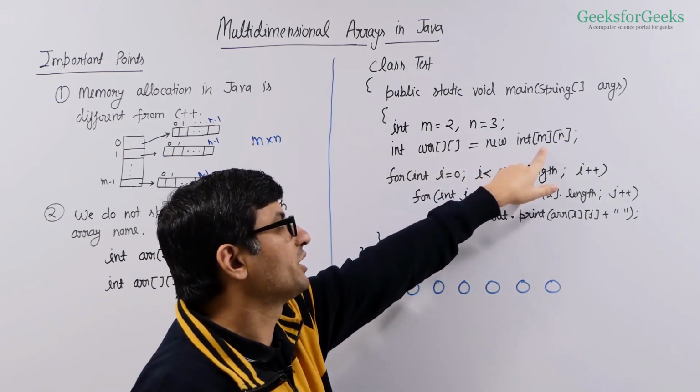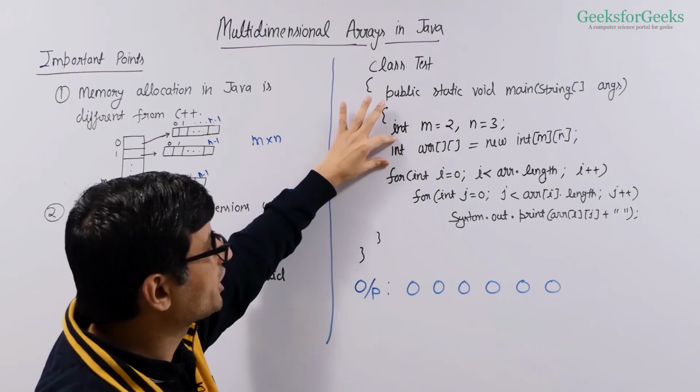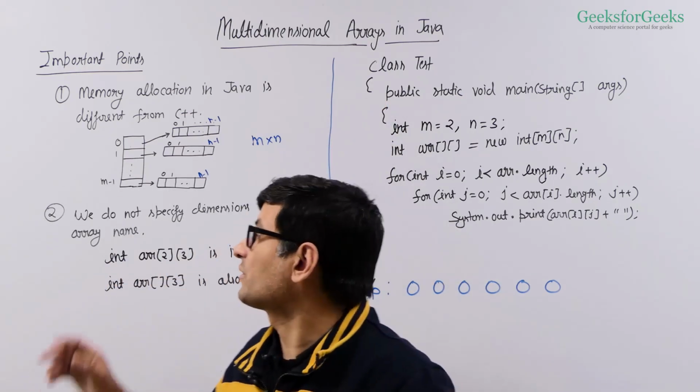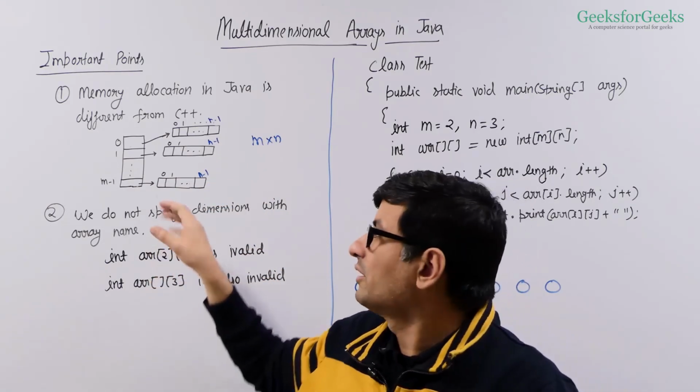I've passed these variables m and n when specifying the dimensions of this array. So this creates a 2D array of size m cross n in memory, and the structure of this array is like this. They are not at contiguous locations. They are in this form.